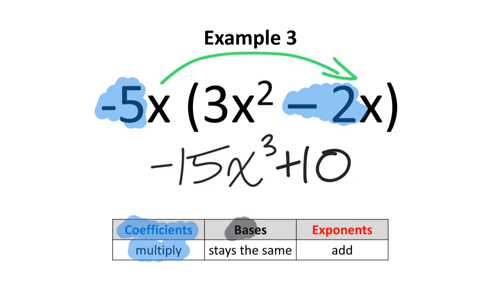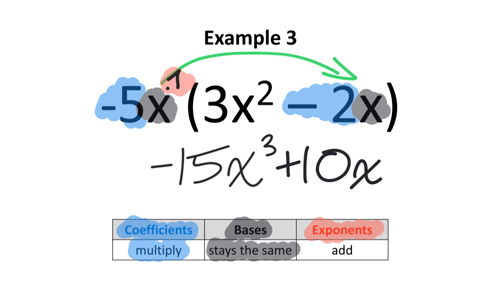Next, take a look at the bases. The base of this term is the variable x, and the base of this term is the variable of x again. Bases stay the same. Therefore, that variable of x is going to stay the same. Last, you want to take a look at exponents. There is no exponent in this term, which just means there is a hidden 1 over here, and there is no exponent in this term, which again just means that there is a hidden 1 here as well. You want to add exponents. Therefore, 1 plus 1 is going to give you 2.